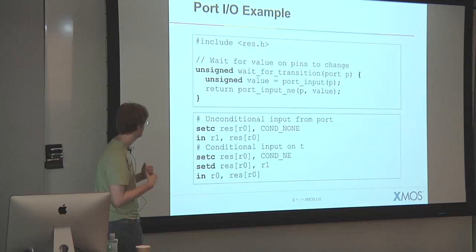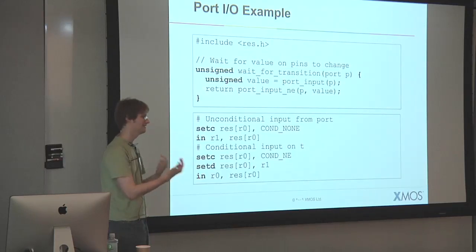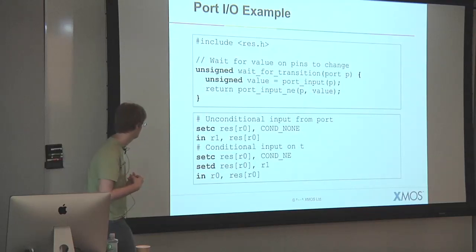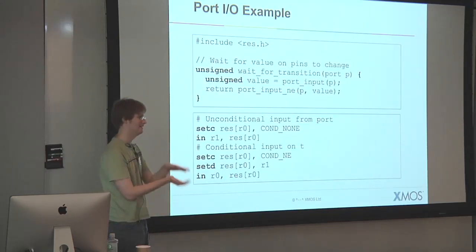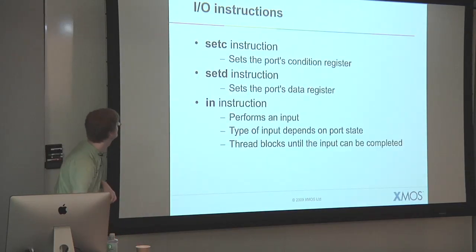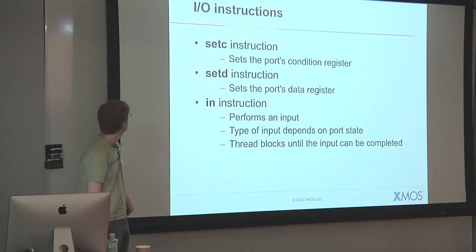In this case, the set C instruction is setting a condition. The first input is unconditional, it just gets the current value. So we do a set C condition none. The second input has a condition there, so we do a set C condition not equal, a set D to set the data value that it should be comparing against, and then do the input. So there's this kind of configuration of port state, and then an input instruction to actually perform the input. So that's just a summary of that.